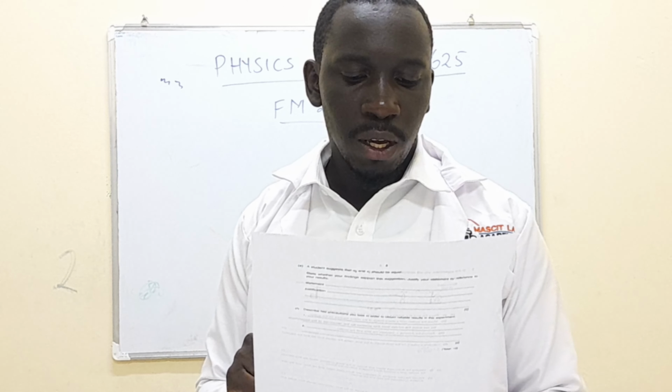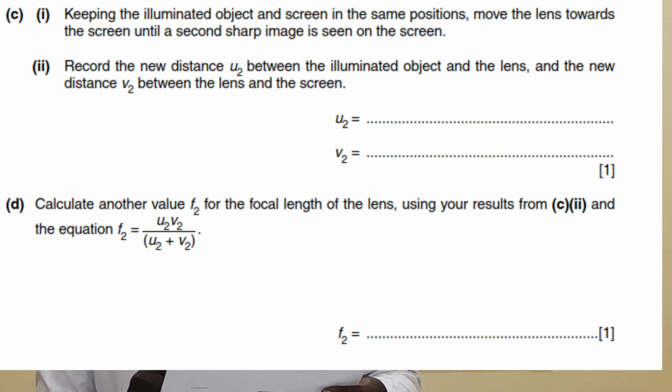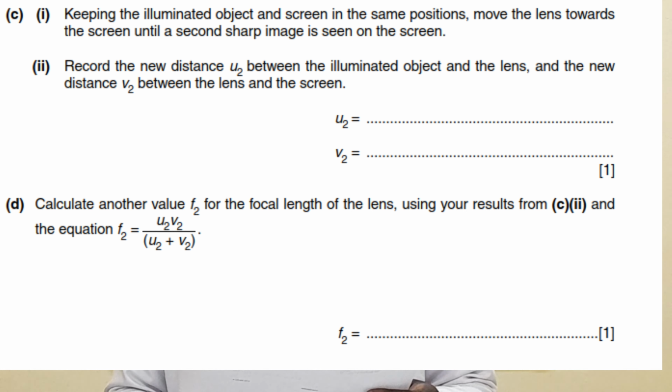Part B, calculate F1 using the formula below. Part C, keeping the illuminated object and screen in the same position, move the lens towards the screen until a second sharp image is seen on the screen. Record the new distance U2 between the illuminated object and the lens, and the new distance V2 between the lens and the screen. So we have U2 and V2. Again, use the formula that is provided to calculate F2.